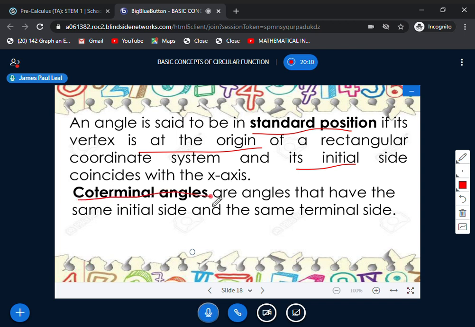And what about coterminal angles? When we say coterminal angles, these are the angles that have the same initial side, the side that is not moving, and the same terminal side, the one that is actually moving. Dapat po nagko-coincide, the same initial and same terminal side. If that's so, then we should say that they are coterminal angles.